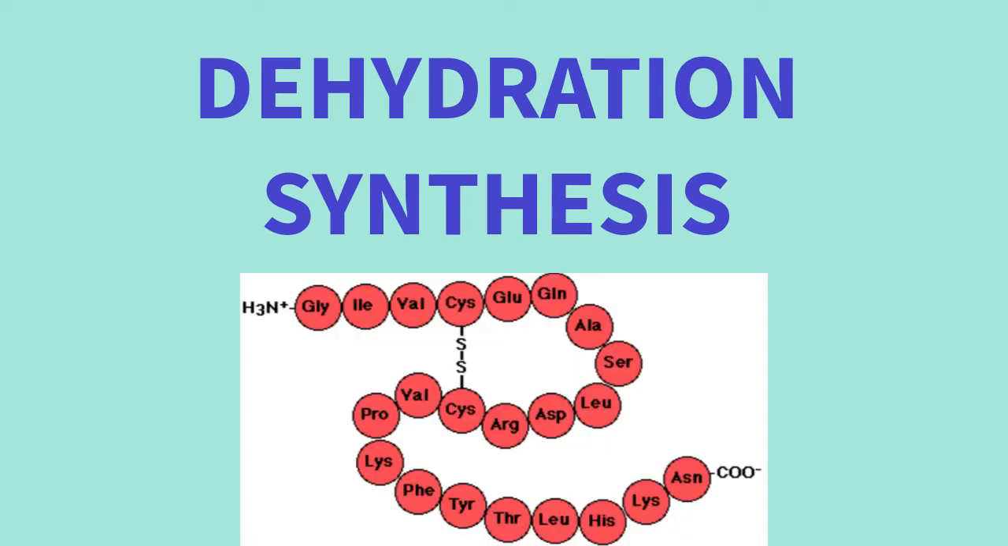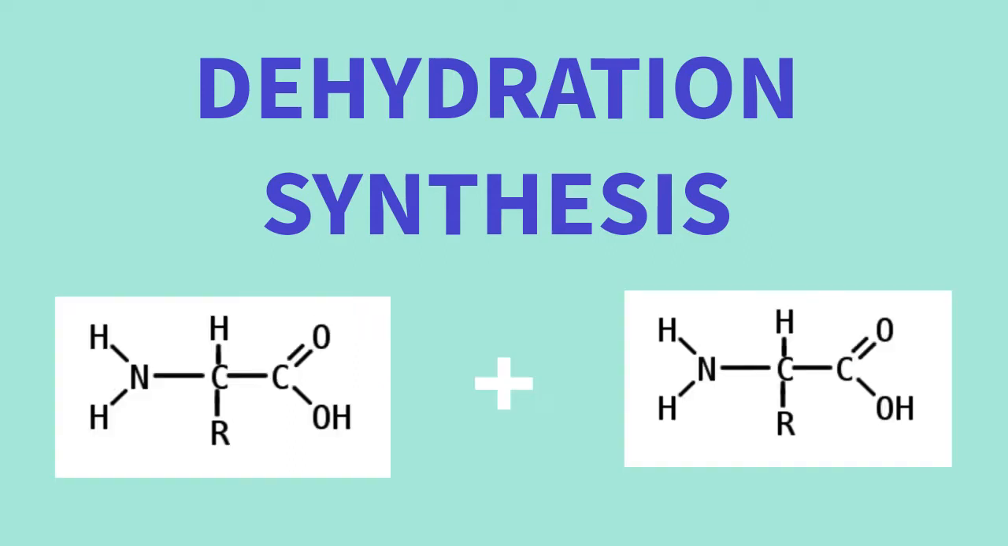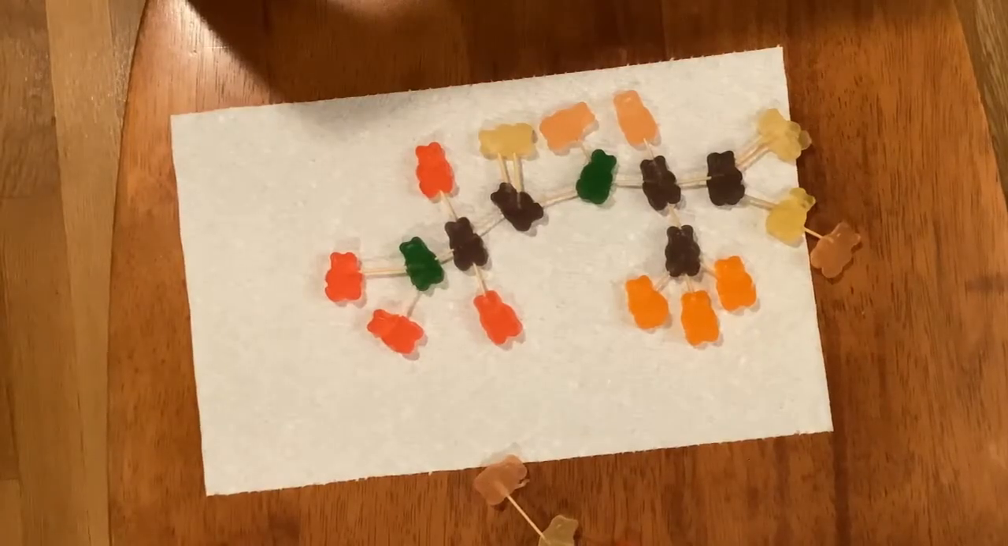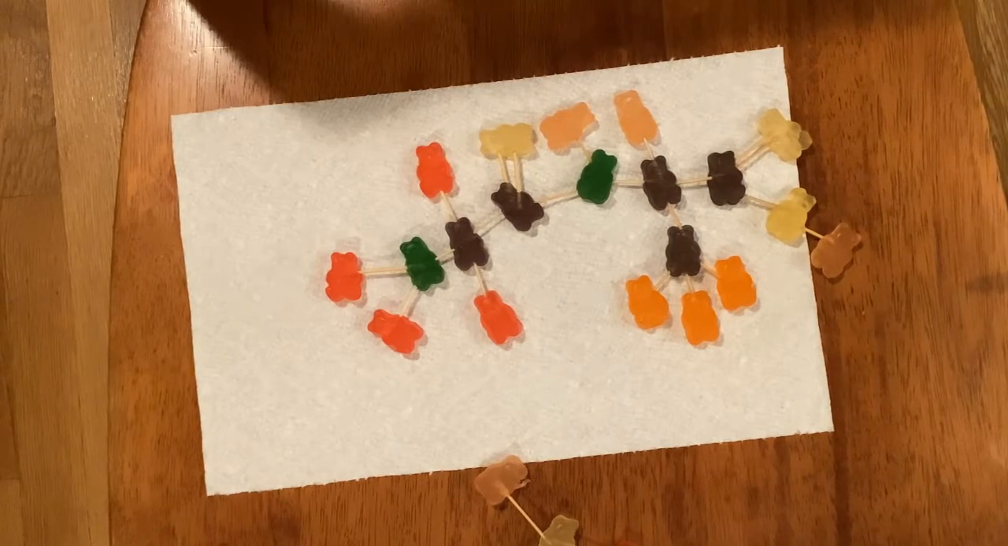And dehydration synthesis happens when an organism forms polymers with individual monomers, and an example is when a plant makes starches to store energy. Hydrolysis is the opposite of a dehydration reaction. The polymer is broken down into monomers by the addition of water.